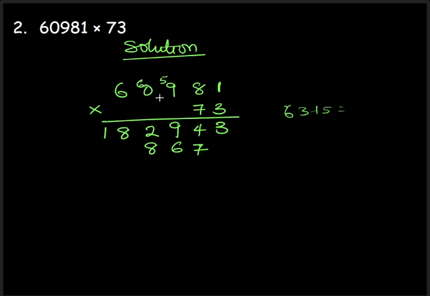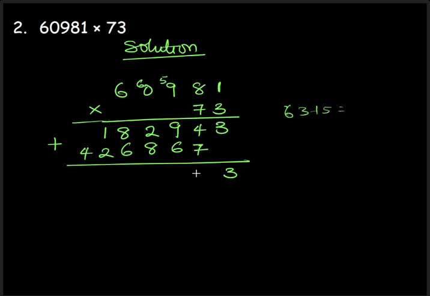7 times 0, that will be 0. 0 plus 6, that will give us, sorry, 6. 7 times 6, that will be 42. So we have 42 here. Okay. So our next step here will be addition.